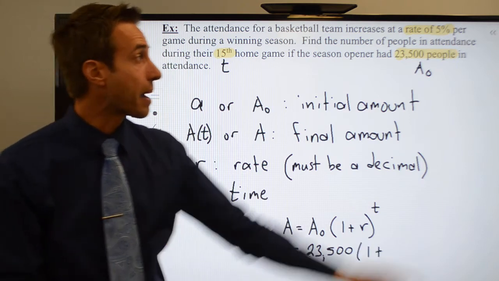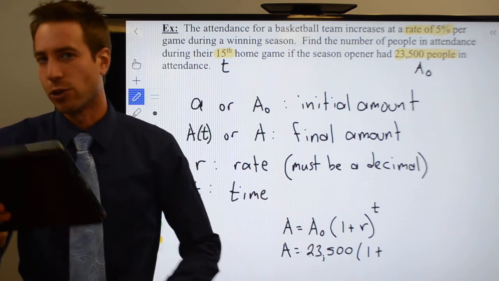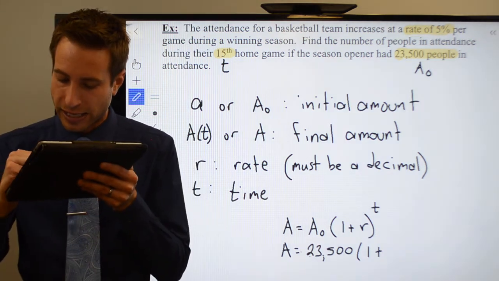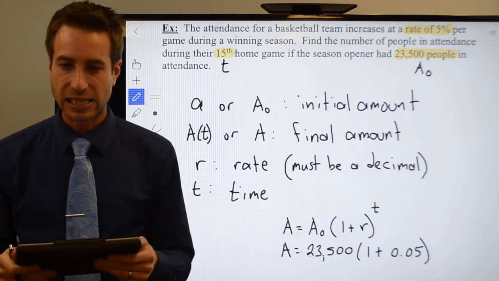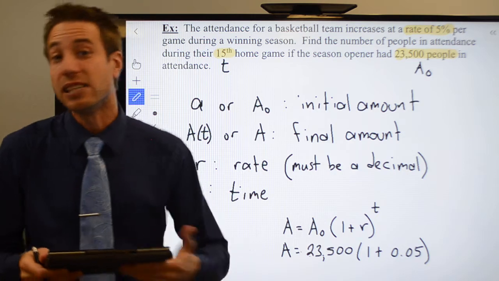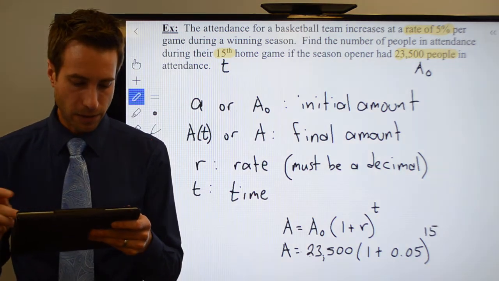I need to convert my rate, which is 5%, to a decimal. Move the decimal point 2 spots to the left, or use your calculator and divide by 100. You'll get 0.05 as a decimal. And then my T is 15. It's the 15th home game. All right.